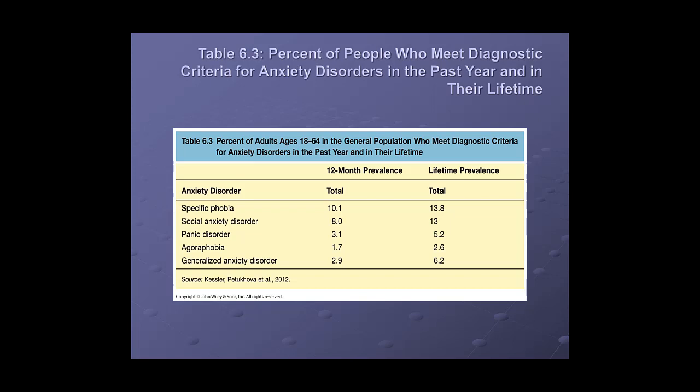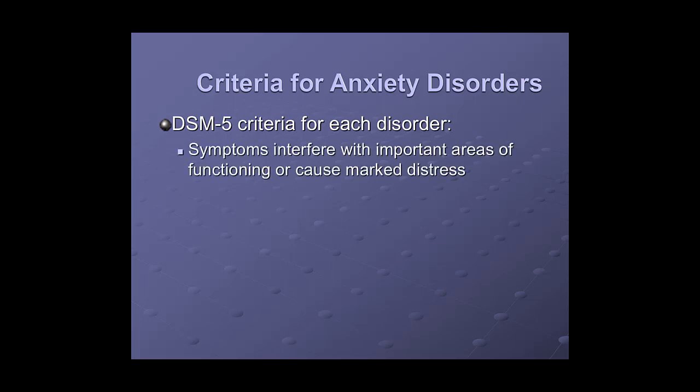So what are some of the diagnostic criteria for meeting an anxiety disorder? The DSM sets out the criteria for us, and we're going to review that right now. The symptoms need to interfere with important aspects of functioning, or they need to cause marked distress. In other words, the person needs to be reporting that they feel very distressed about the levels of anxiety that they have. They're not caused by a drug or a medical condition.